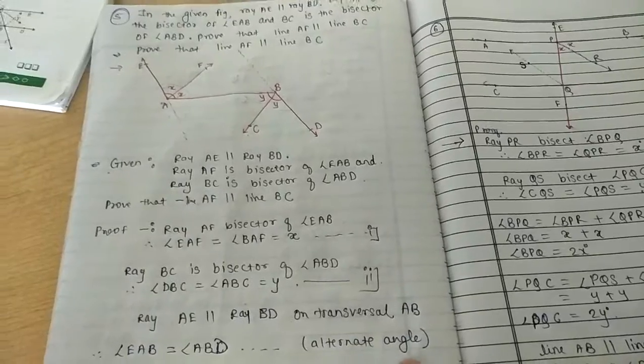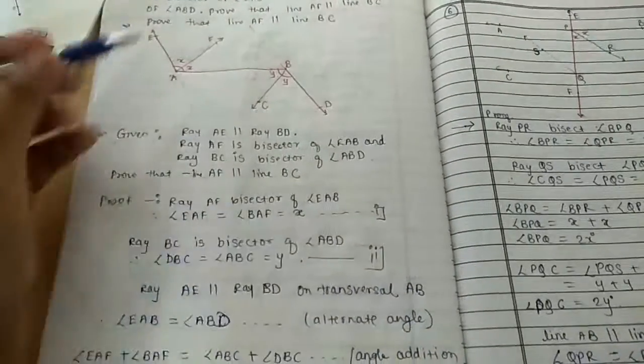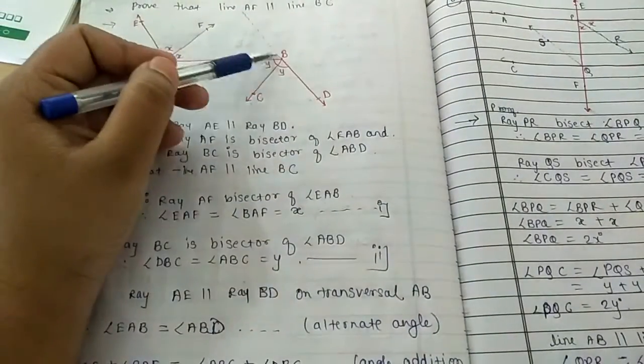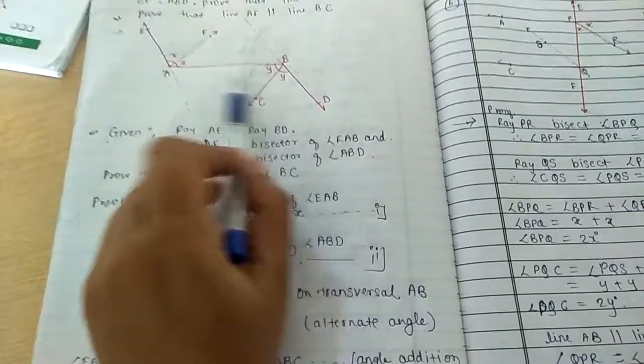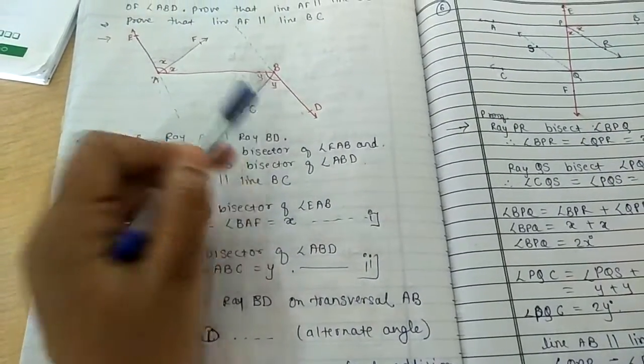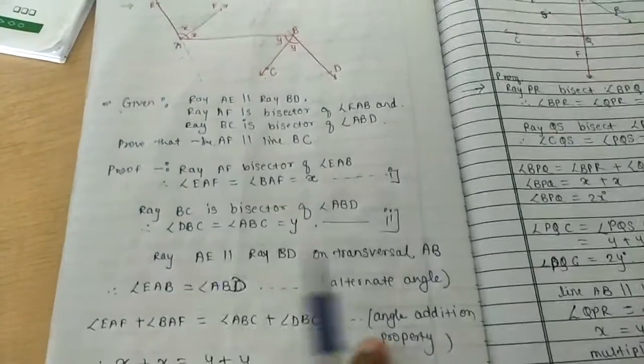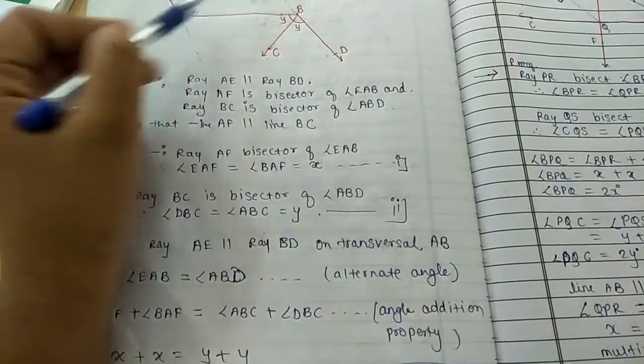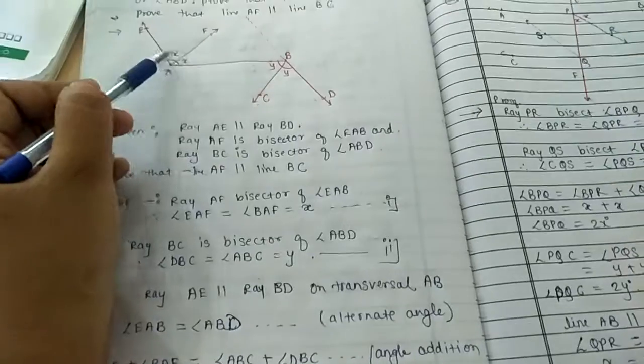And reasons, what did we see? Alternate angle. Understood? See, this AE is parallel to DB in the transversal AB. So here this angle and this angle, these two are the alternate angles pair. So therefore these are the alternate angles. But this angle EAB is nothing but the addition of these two angles.